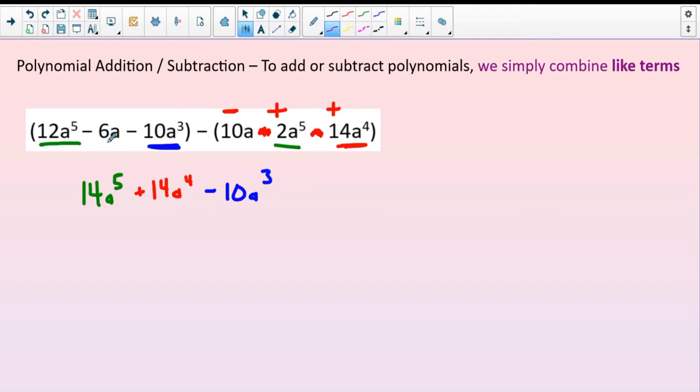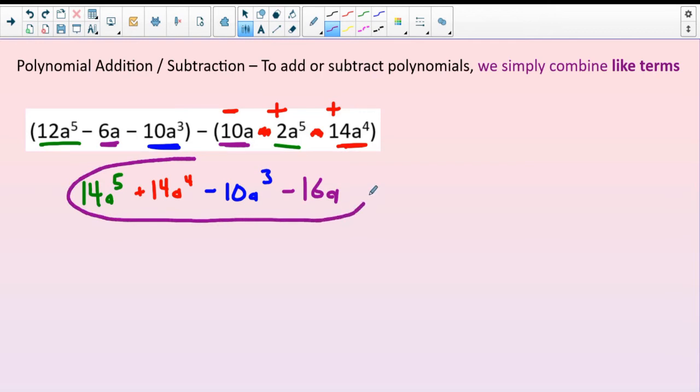And then the last one, this is an a term, and this is also an a term, so I can combine these. This one's negative 6, this one's negative 10. Those combine to give us negative 16a. So this is going to be our answer here. And the tricky part is really just keeping track of those negative signs, because the negative negative is going to flip on us.